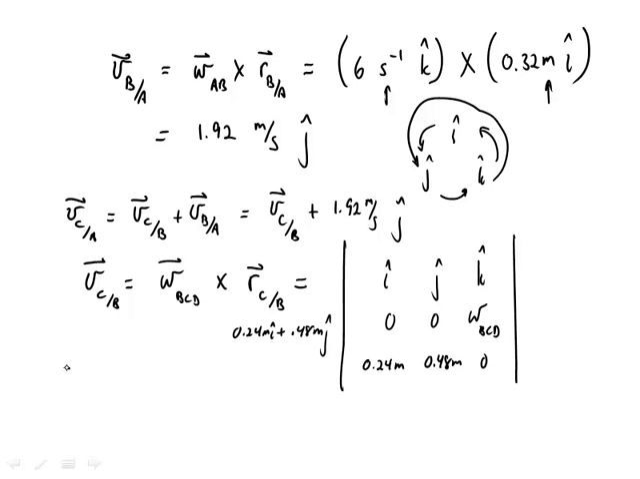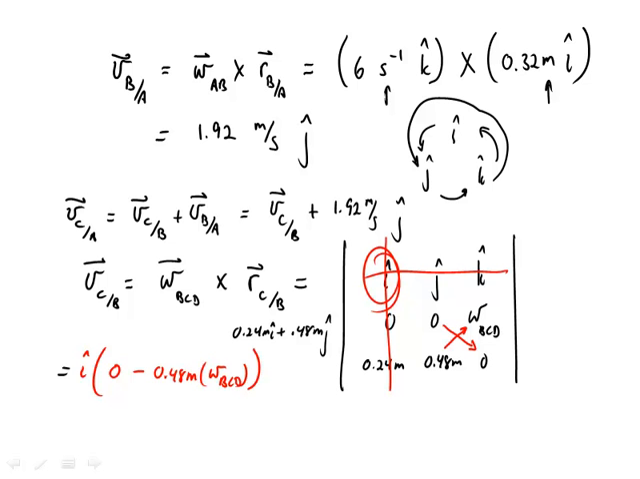And so this is going to equal, in the I direction, we cross out the row and the column containing I, and then it's 0 times 0, so that's just 0. There's an I hat out front. That's from right there. Minus 0.48 meters omega BCD. That's the first part of the determinant.